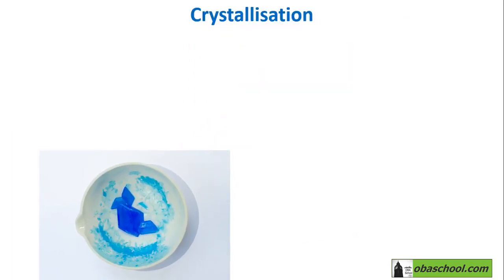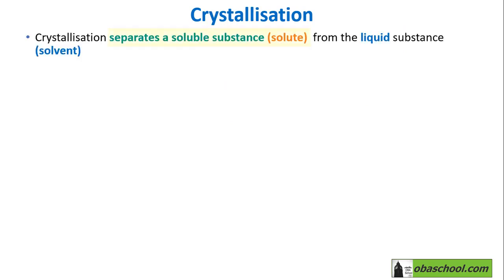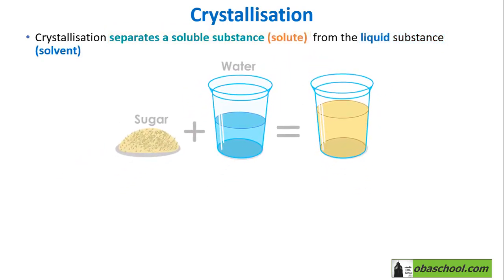Crystallization is the separation technique we use to separate a soluble solute from the liquid, which is the solvent here. So if I have sugar dissolved in water or salt dissolved in water, we can separate them again like that.